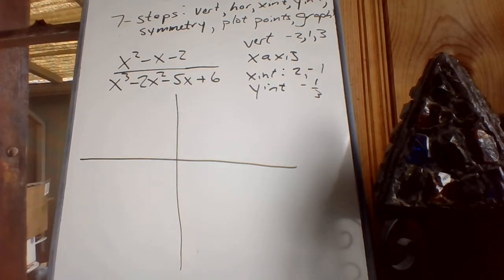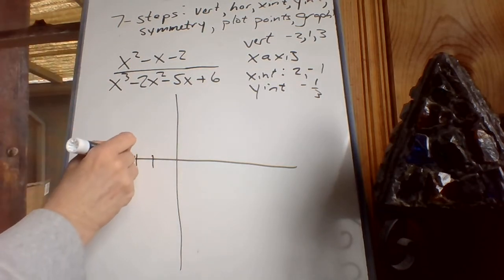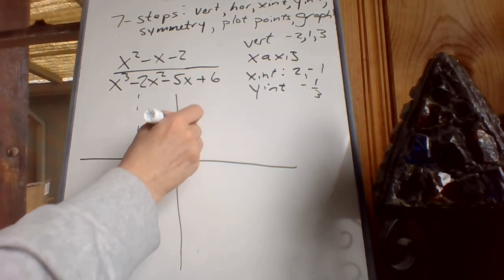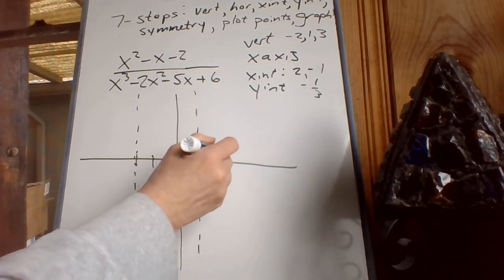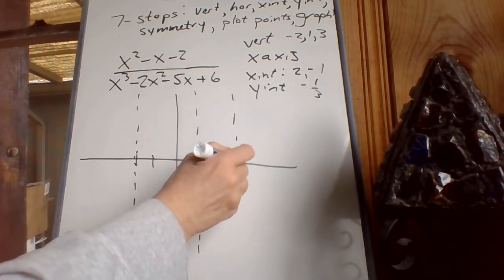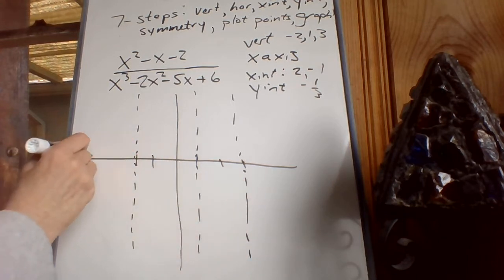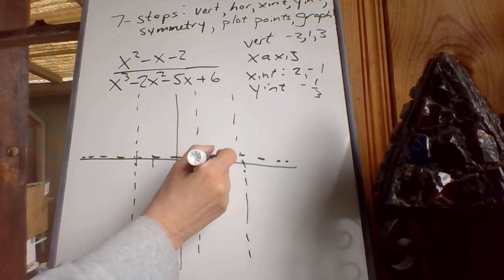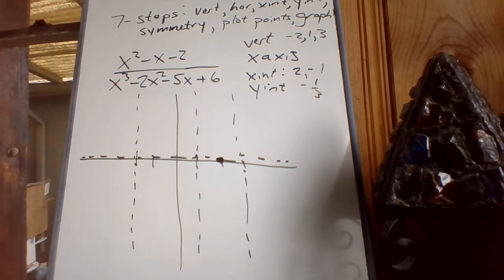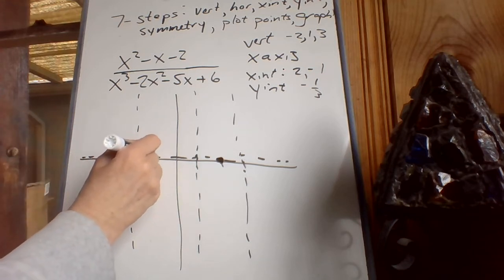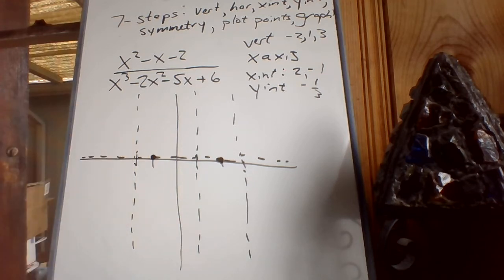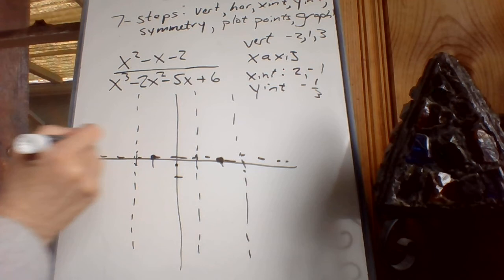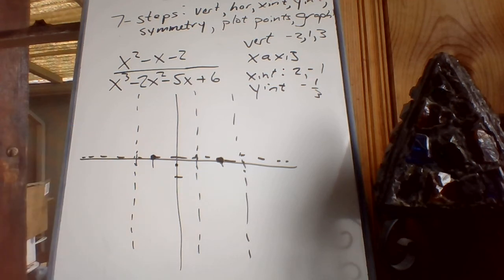All right, now I'm going to go ahead and see what I can do with this. I need 3 verticals at -2 and at 1 and at 3. And I need a horizontal along the x-axis. And I need an x-intercept at 2, right there. And at -1, right there. Okay, and a y-intercept at -1/3, which would be about there.